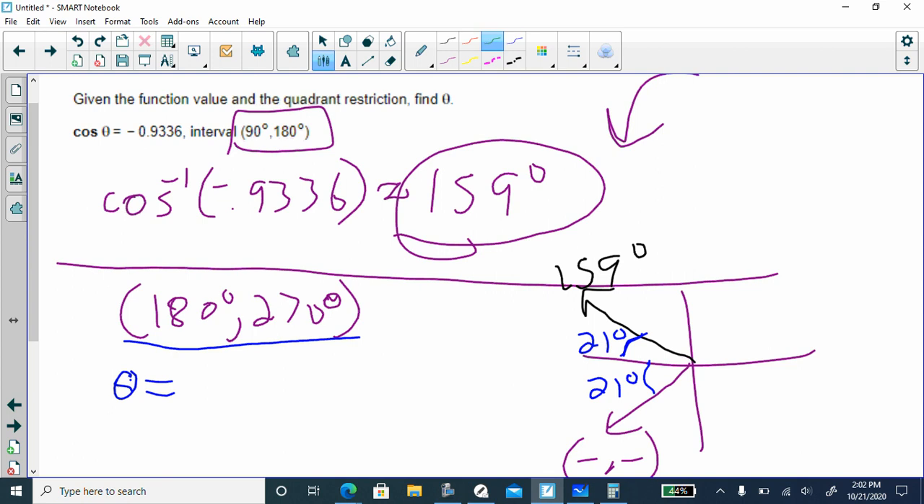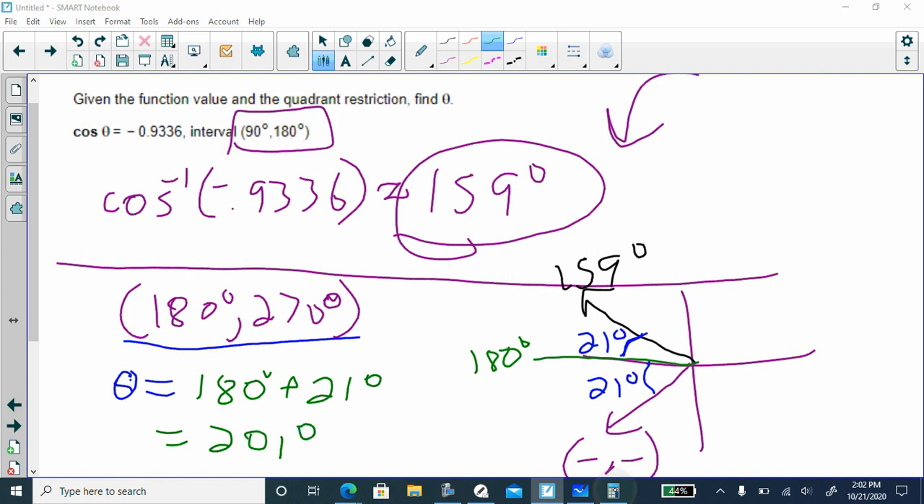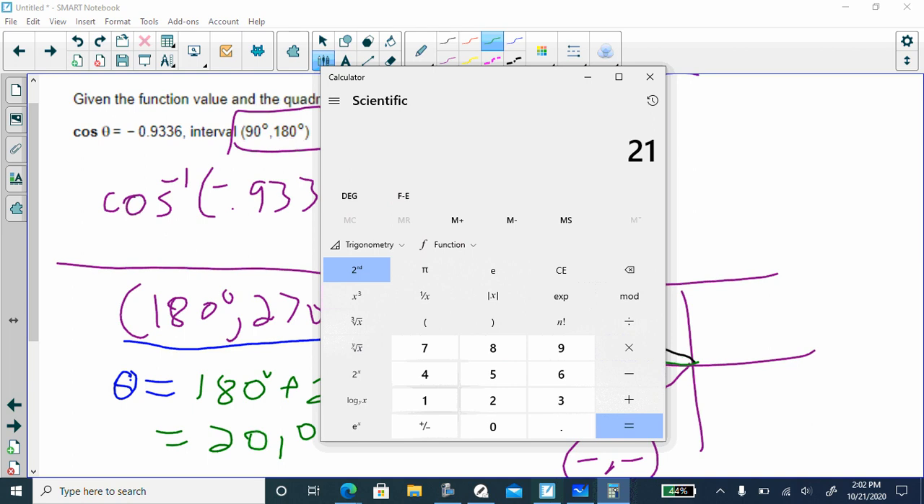Notice that would be 21 degrees past 180. So from 180, we rotate past it, so add 21 degrees. So that angle would be 201 degrees. If we took out our calculator and took cosine of 201 degrees, we would get negative 0.9336.